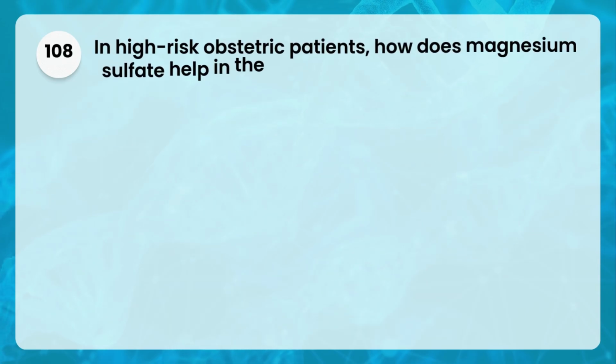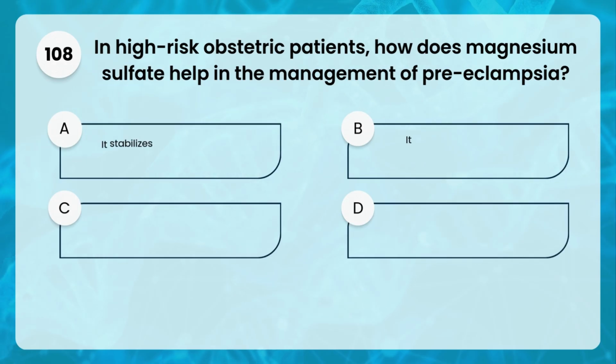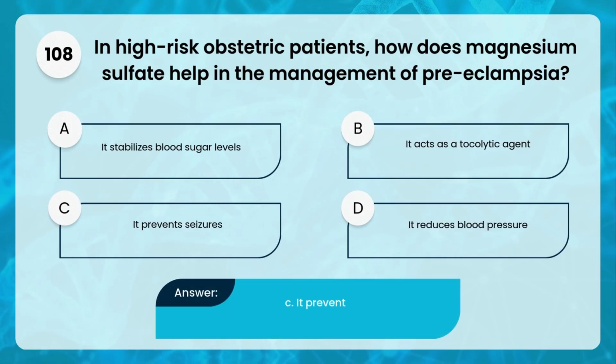108. In high-risk obstetric patients, how does magnesium sulfate help in the management of preeclampsia? A, it stabilizes blood sugar levels. B, it acts as a tocolytic agent. C, it prevents seizures. Or D, it reduces blood pressure. The answer is C, it prevents seizures.